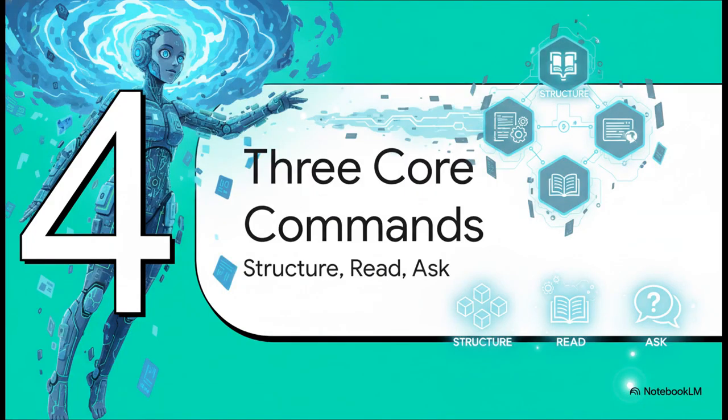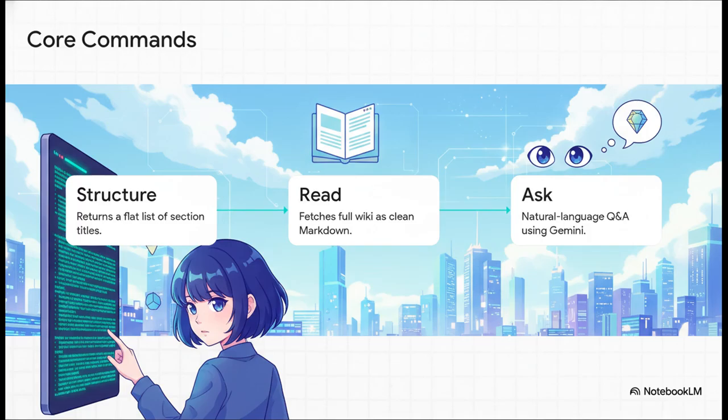Let's look at Section 4, the three core commands: structure, read, and ask. So how does an AI agent actually interact with this architecture in practice? Well, it pipelines incredibly cleanly into agent workflows using three logical steps. First up is structure. This returns a flat list of section titles, which is absolutely perfect for high-level discovery before the agent dives deep into the weeds.